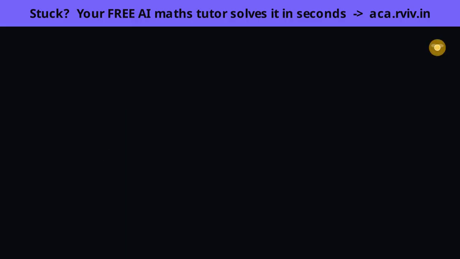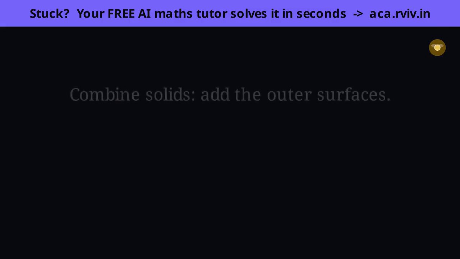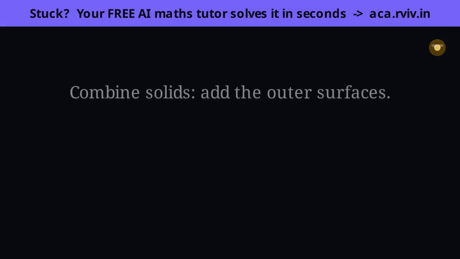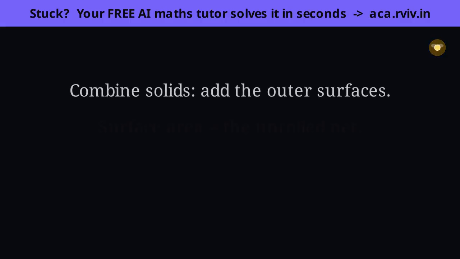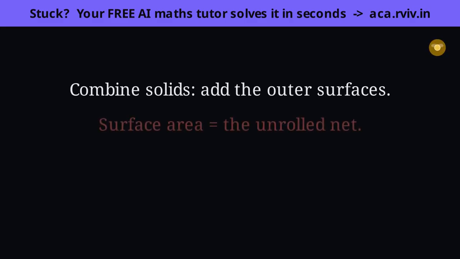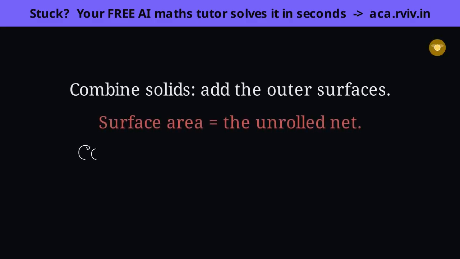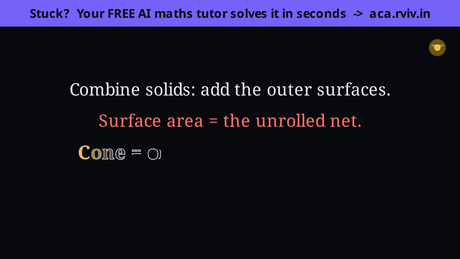So there it is, the entire chapter distilled into 3 ideas you now understand, not just memorized. 1. When you combine solids, you add only the outer surfaces, because the faces buried at the joint are no longer skin. 2. Surface area is nothing mysterious, it is simply the net, the skin unrolled flat, so every formula is just a rectangle or a circle in disguise. And 3. A cone is exactly one-third of its cylinder, which is why that one-third lies in the cone's volume.